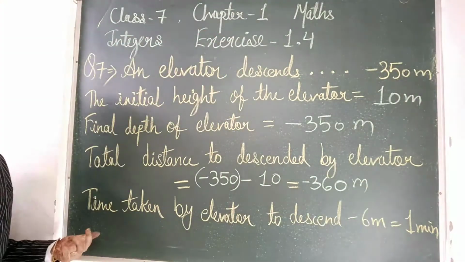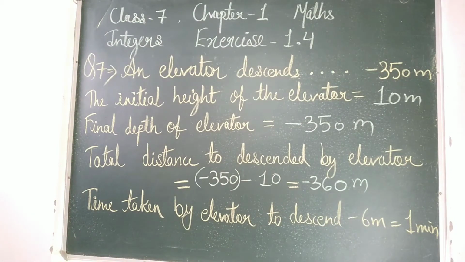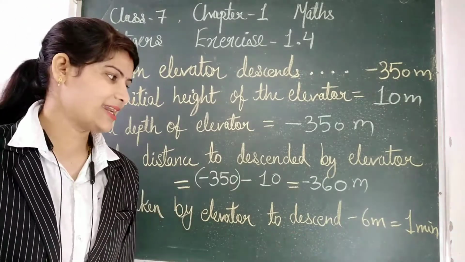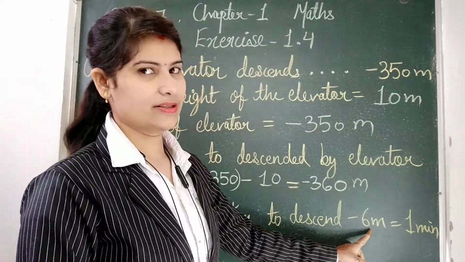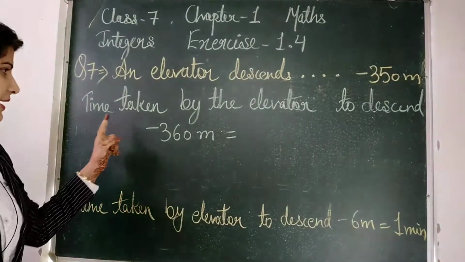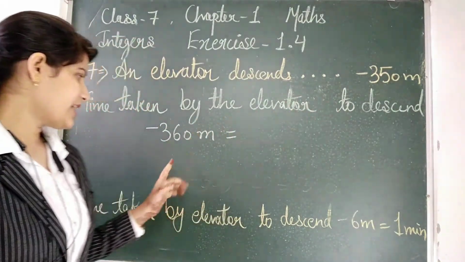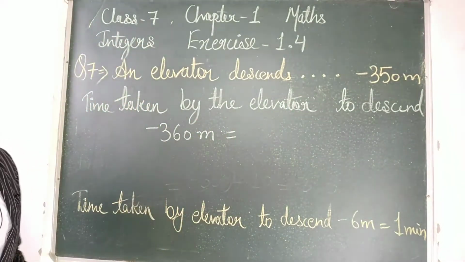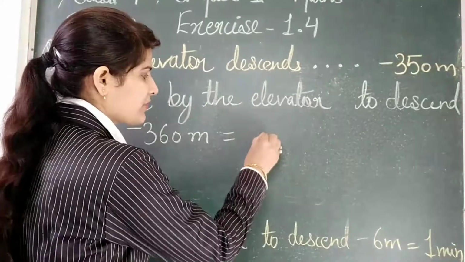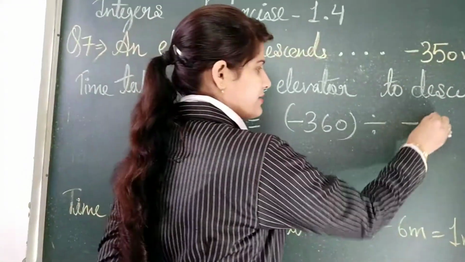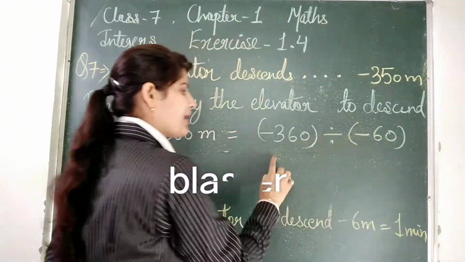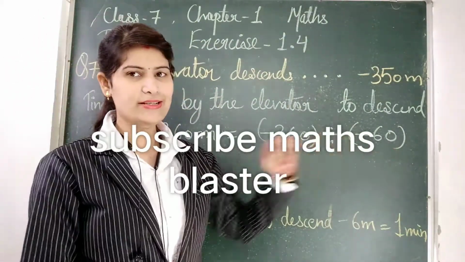Now comes the next step. What is our next step? Simple. Time taken by the elevator to descend at minus 6 meter per minute. Our answer is the time taken by the elevator to descend minus 360 meter. Simply we will divide minus 360 by minus 6.